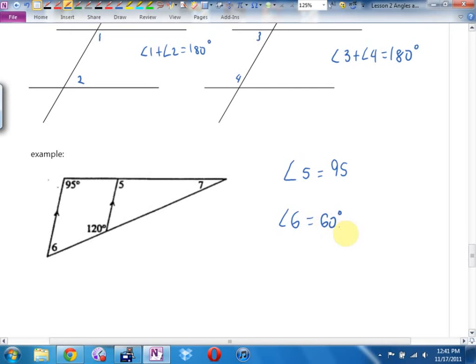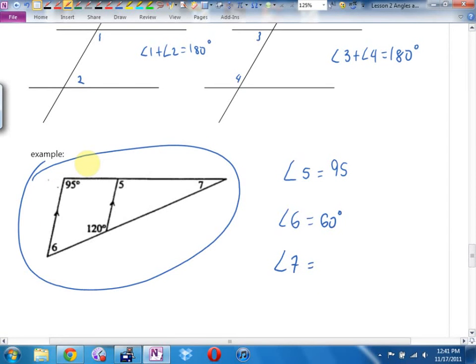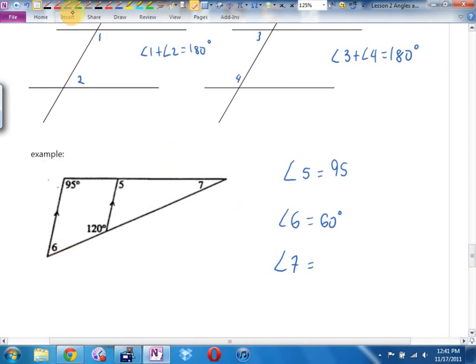The last one is angle 7. How big is angle 7? What shape is that? What's every triangle add to? Do I know that angle? Did I just figure out that angle? Then I know that angle. 180 minus minus. What'd you get, Marcus? 25? Is he right? I think he's right.